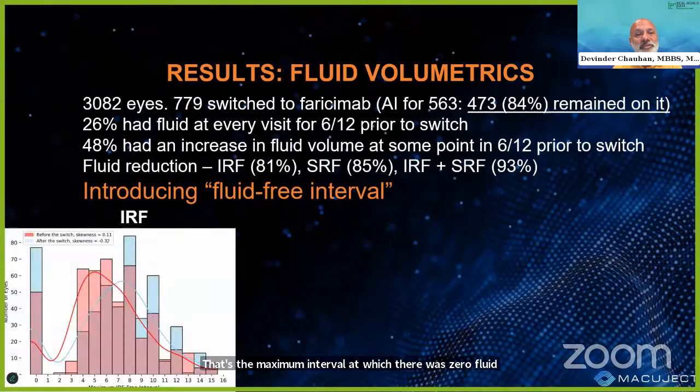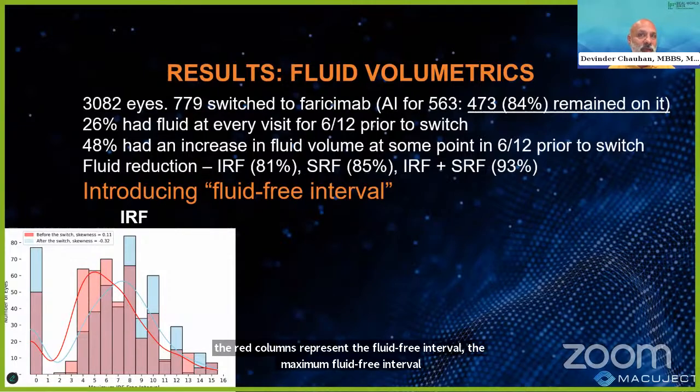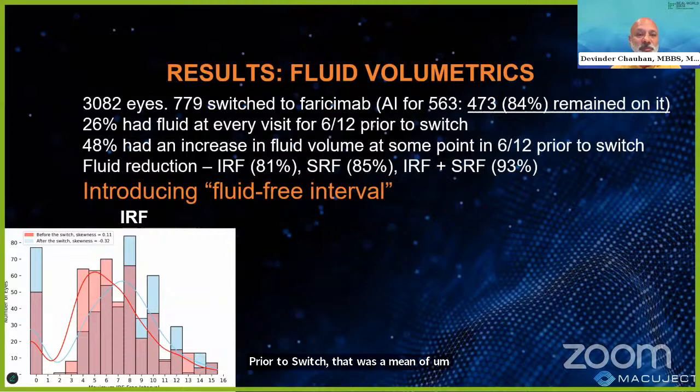And what we found was that when you looked at the intraretinal fluid only, and the red columns represent the maximum fluid-free interval prior to switch, that was a mean of 10 months before switch, and after switch was also a mean of 10 months. There was an increase in interval, a shift to the right with faricimab, looking at intraretinal fluid on its own or in combination.